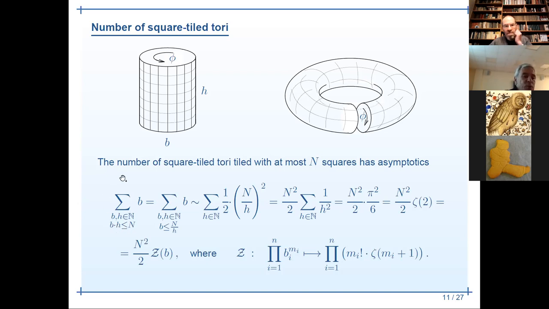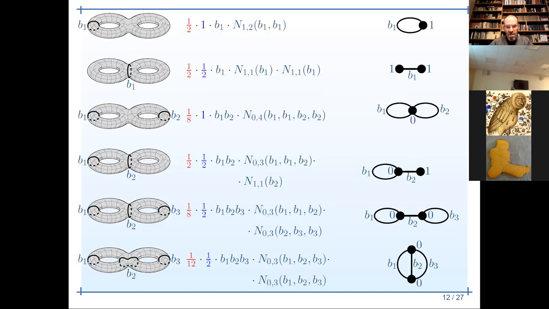And I claim that if you compute the similar sum, where we have a polynomial in B, then you get some easily computable power of N, which is the dimension of the corresponding stratum, divided by some factorial and multiplied by this operator zeta of Z round B. And I have to show the last several slides.